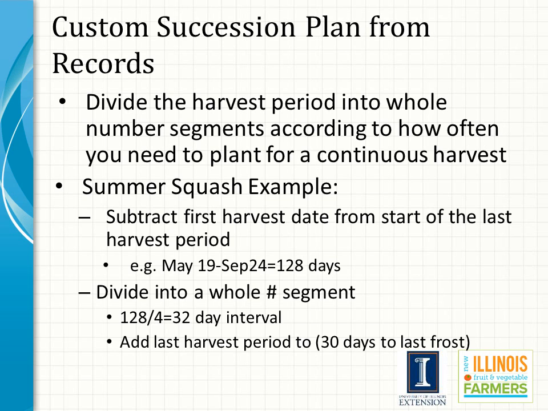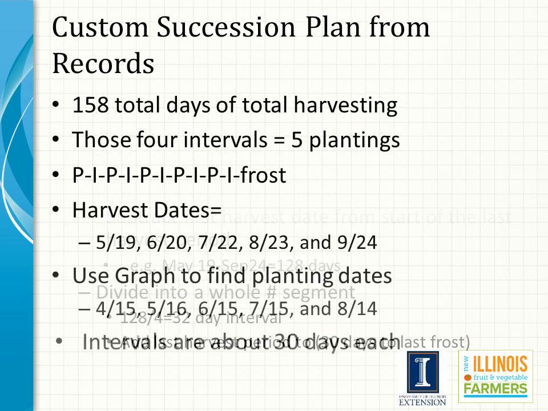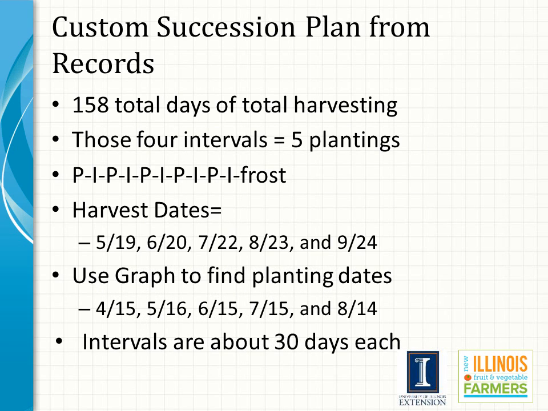If you divide this by a whole number, say 4, you will get a 32-day harvest interval between the beginning of each harvest. Based on 4 harvesting intervals of 32 days each, that would give you 5 planting dates. This is illustrated by the third bullet point, with the last interval to frost being the last harvest interval. You can now add the 32-day interval consecutively to the beginning of each harvest interval until you reach the beginning of the last harvest interval, 9/24. You will come up with the harvest interval dates of 6/20, 7/22, and 8/23.